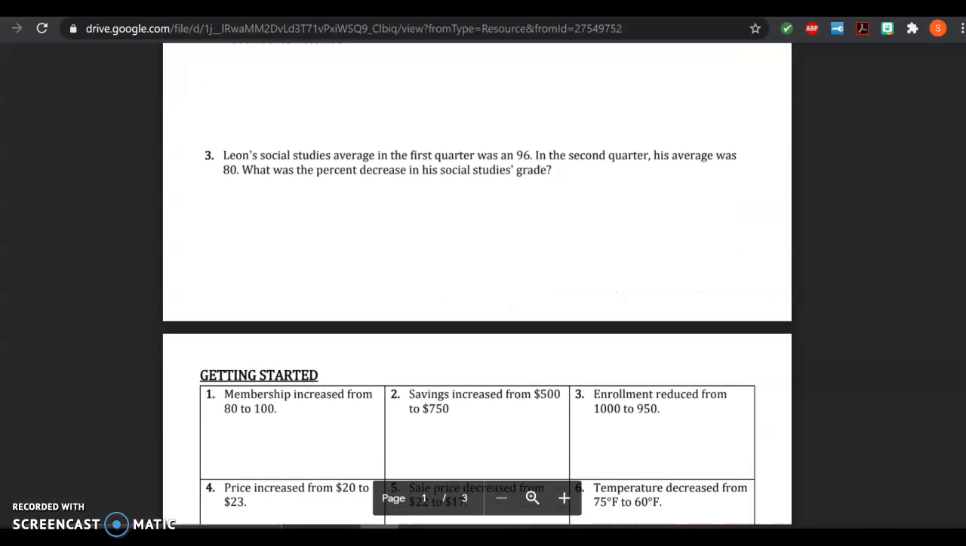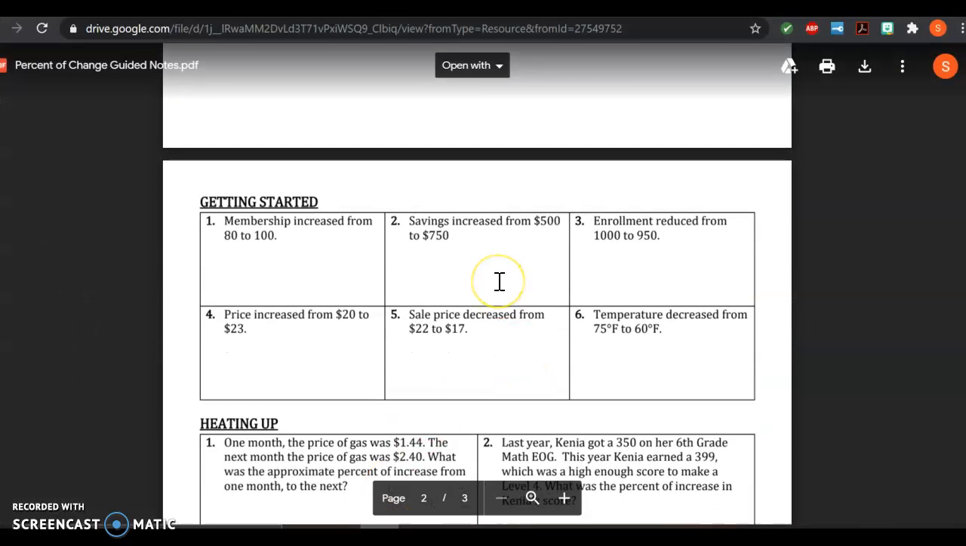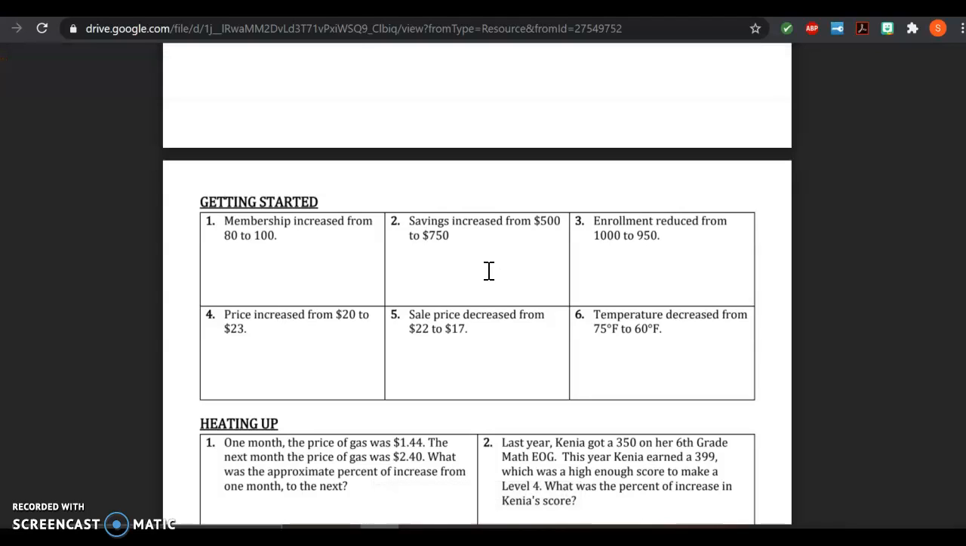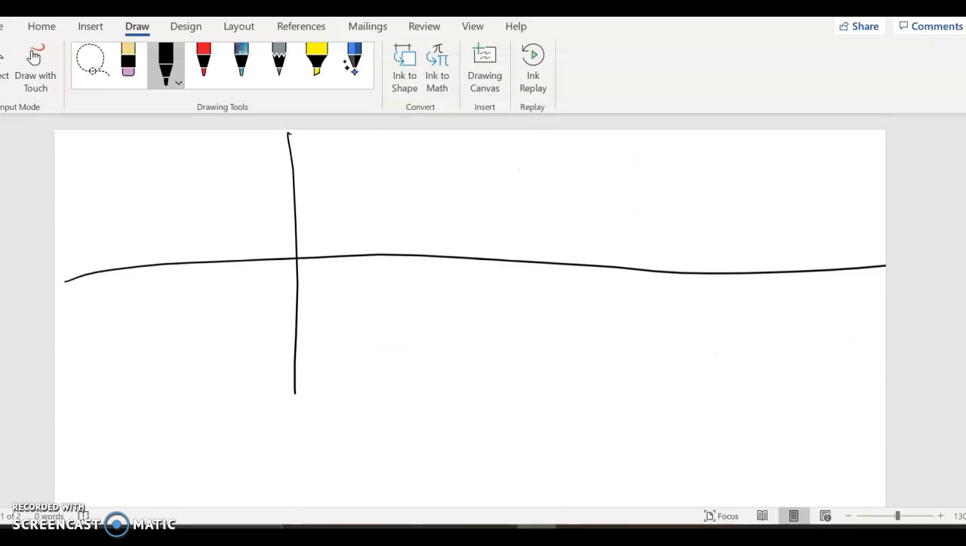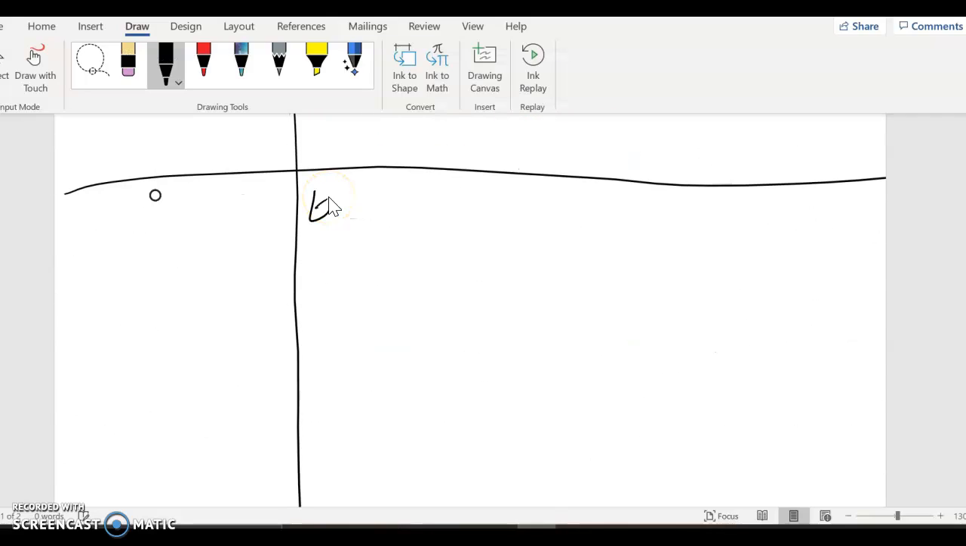Okay, our next example we're going to do right here. We have a savings account that increased from $500 to $750. Let me go to my next page. So example, we have an increase from 500 to 750.